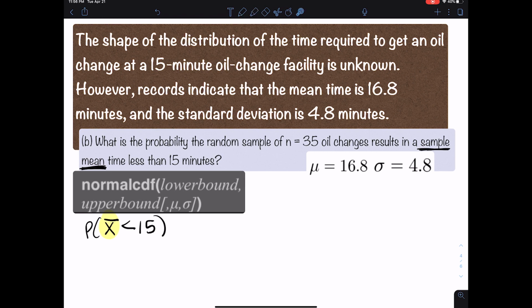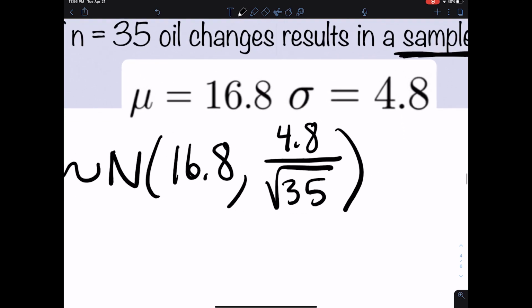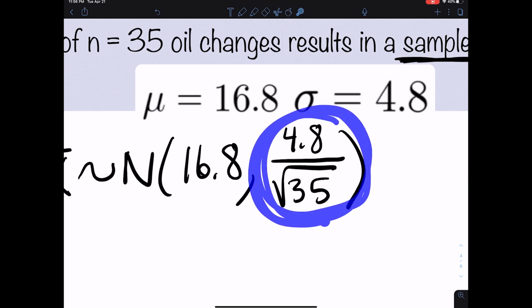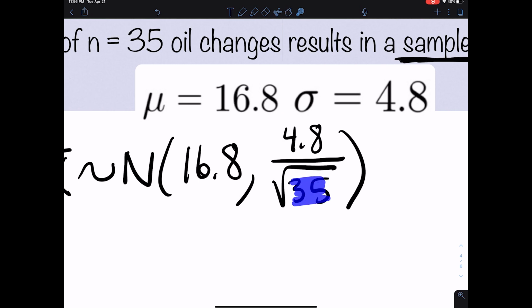Since n is greater than 30, for the sampling distribution we say x bar is approximately normal with mean 16.8 and standard deviation, well, now we call it the standard error. It's going to be 4.8 divided by square root of 35. Very important. This is very, very important right here. Please remember this. That's called the standard error. We divide by square root of 35.